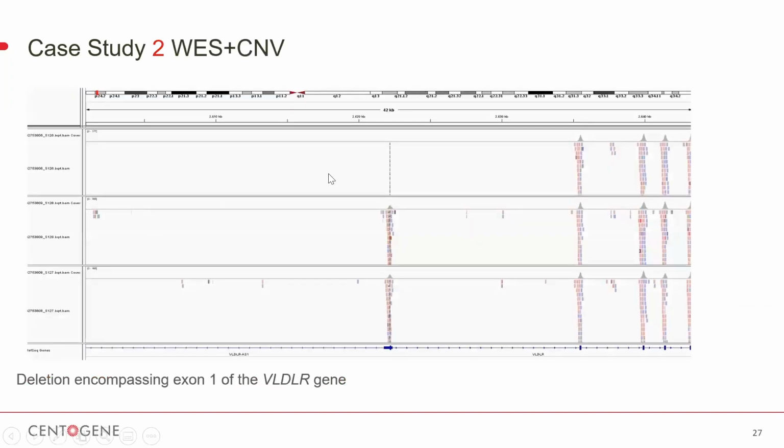Here is the IGV image again. Above are the samples in the same run, and the line below is related to the genomic reference of the VLDLR gene. The blue boxes are for the exons. This is the first exon, the second exon, and so on. For the reads, these are the samples in the same run. There is availability of reads for that exon. For our patient, there is absence of reads. And this confirmed the deletion encompassing exon 1 of the VLDLR gene.